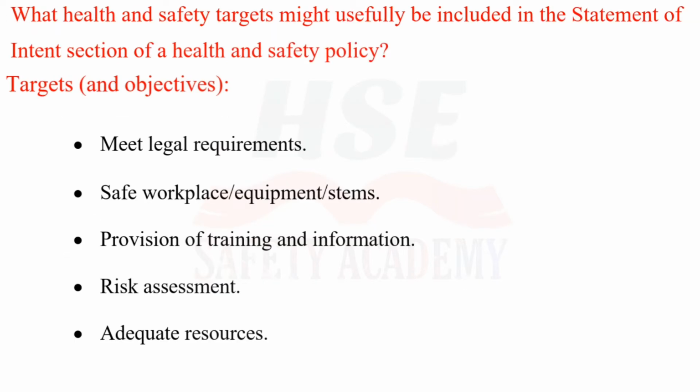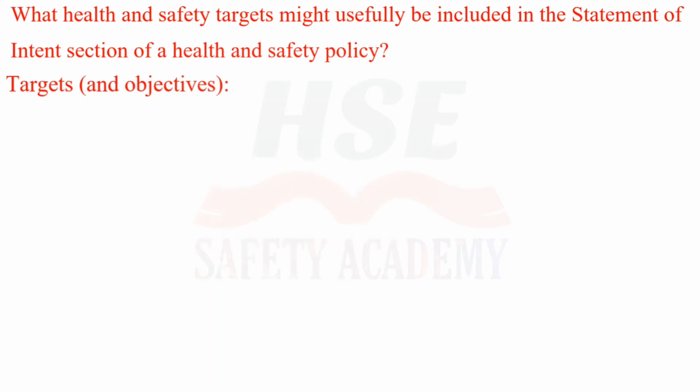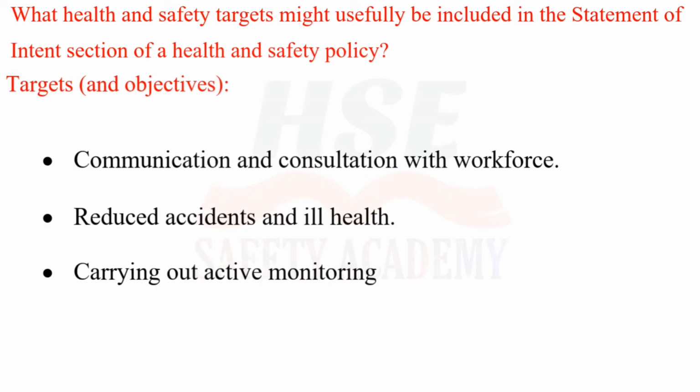What health and safety targets might usefully be included in the Statement of Intent section of a health and safety policy? Targets and objectives. Meet legal requirements. Safe workplace. Equipment. Safety management system. Provision of training and information. Risk assessment. Adequate resources. Communication and consultation with workforce. Reduced accidents and ill health.